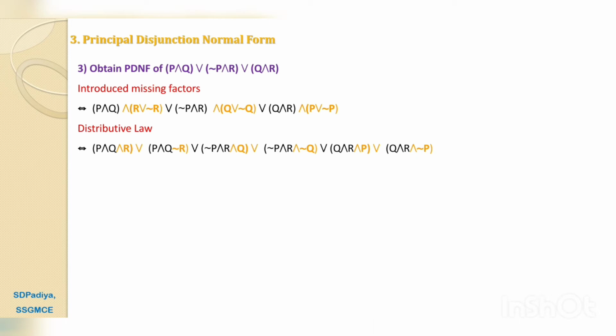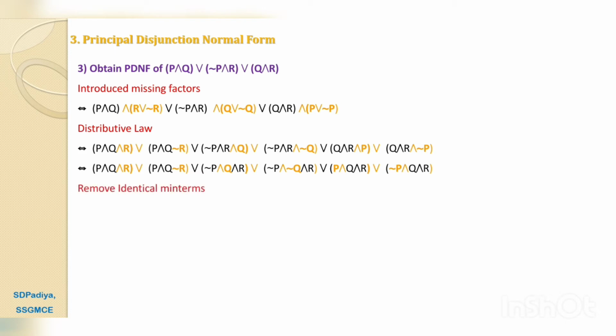Now arrange all these terms in a sequence of P, Q, R. Therefore it is logically equivalent to P and Q and R, or P and Q and not R, or not P and Q and R, or not P and Q and R, or P and Q and R, or not P and Q and R.